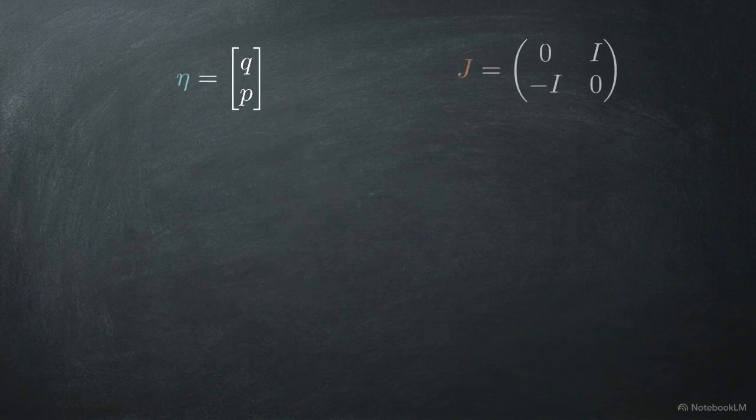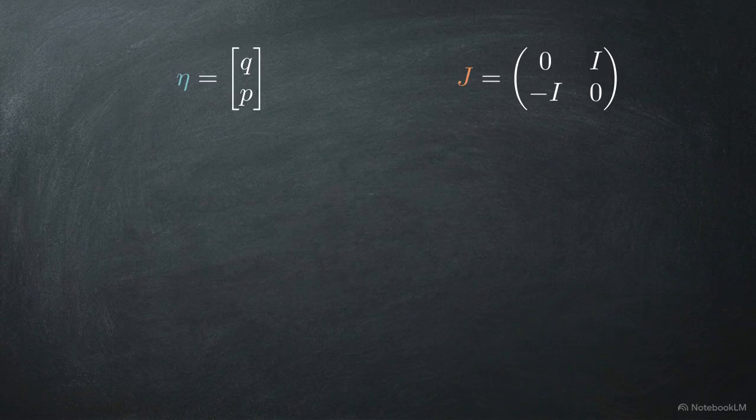We begin by combining all positions and momenta into a single phase space vector, eta. To manage this vector, we introduce the J matrix, a block matrix built from identity submatrices. These elements allow us to write Hamilton's equations in a unified matrix form. The time derivative of eta equals J times the gradient of the Hamiltonian.